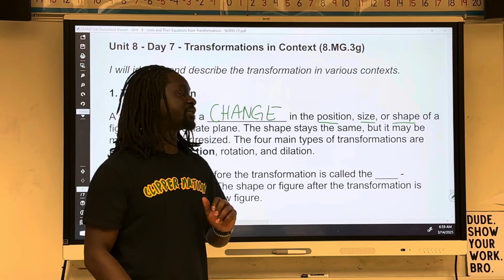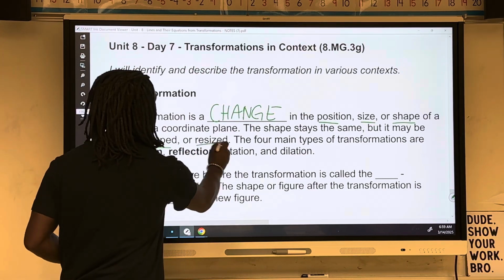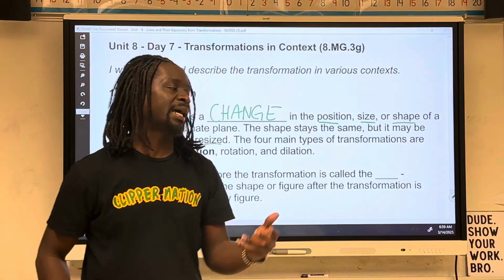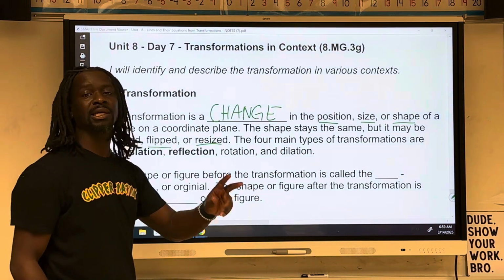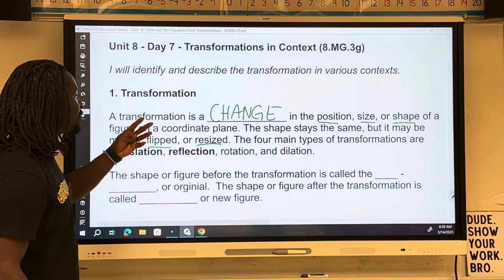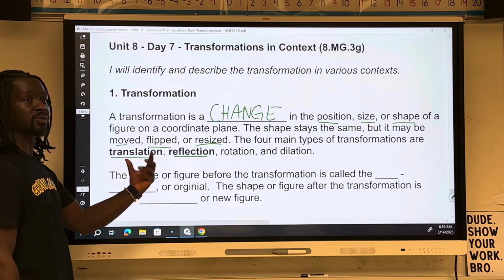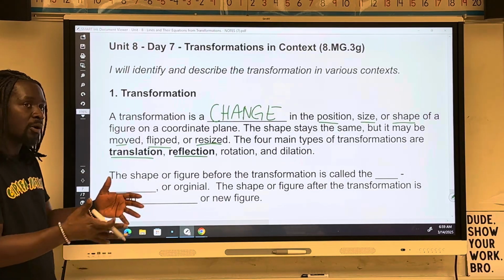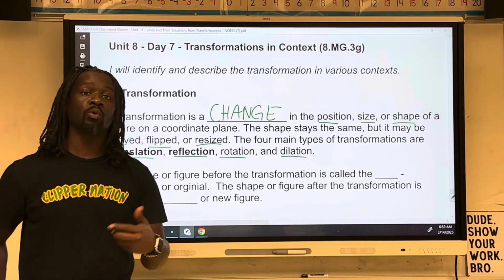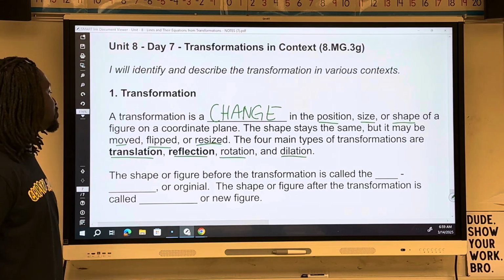And so the shape stays the same, but it may be moved, it may be flipped, or it may be resized. Now, there are 4 different types of transformations, and we are actually only going to study 2 in this unit, okay? But I wanted to mention all of them. The 4 types are translations, reflections, and you notice that those are bolded because those are going to be the 2 that we focus on. But there are also rotations and dilations, and we're not going to talk about that this year, okay? But wanted you to know that.